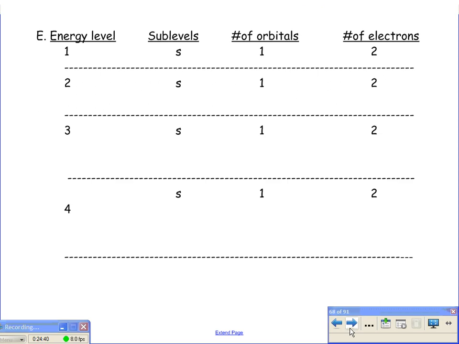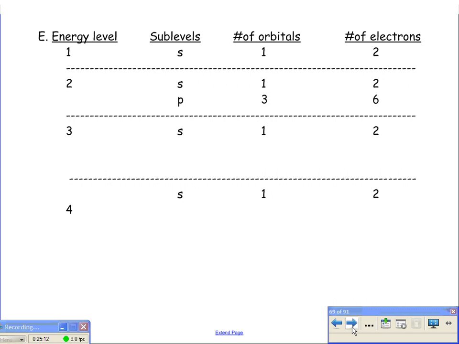Since the first energy level has the S sublevel, every other energy level that we would come to would also have an S. And an S, no matter what level, can only hold 2 electrons because it only has 1 orbital. The shape of an S is a sphere. It's just a sphere around the nucleus, and that's where 2 electrons can spin around.